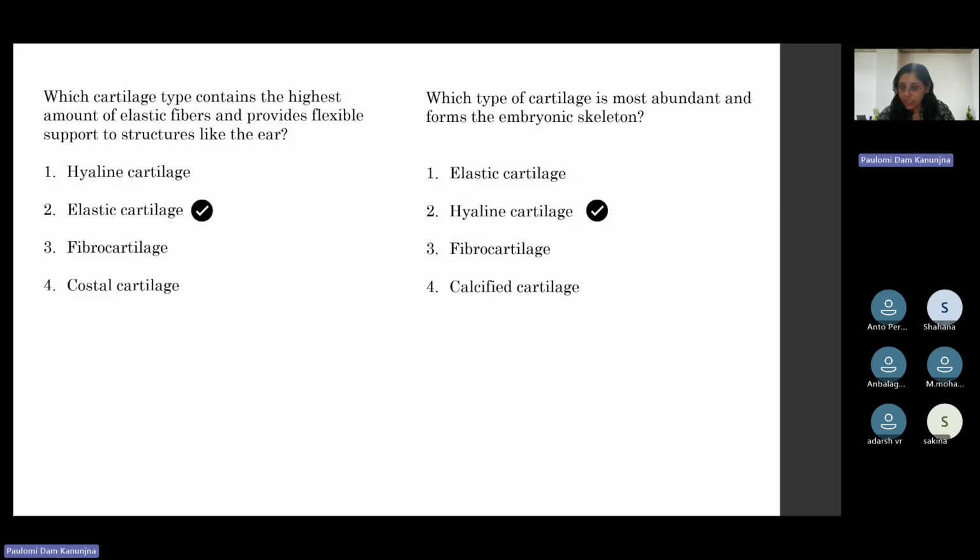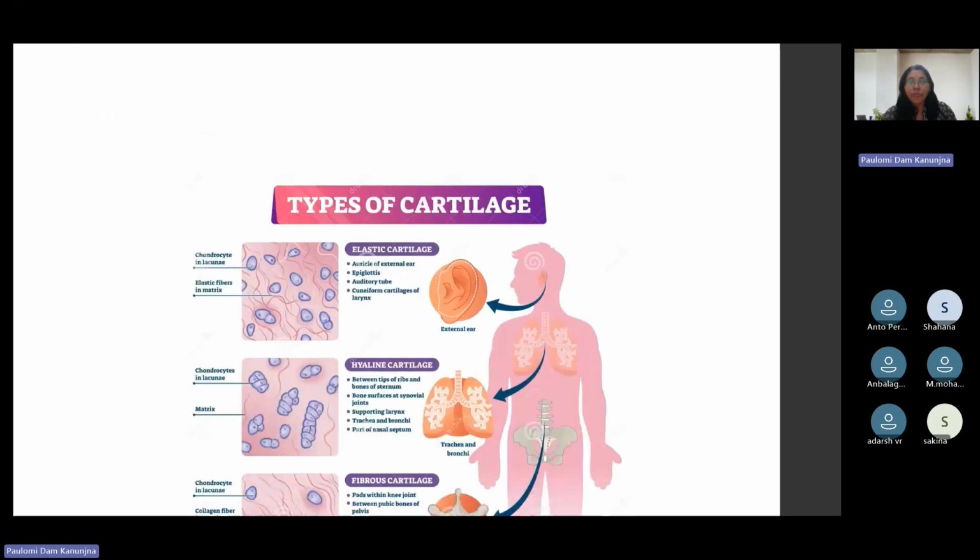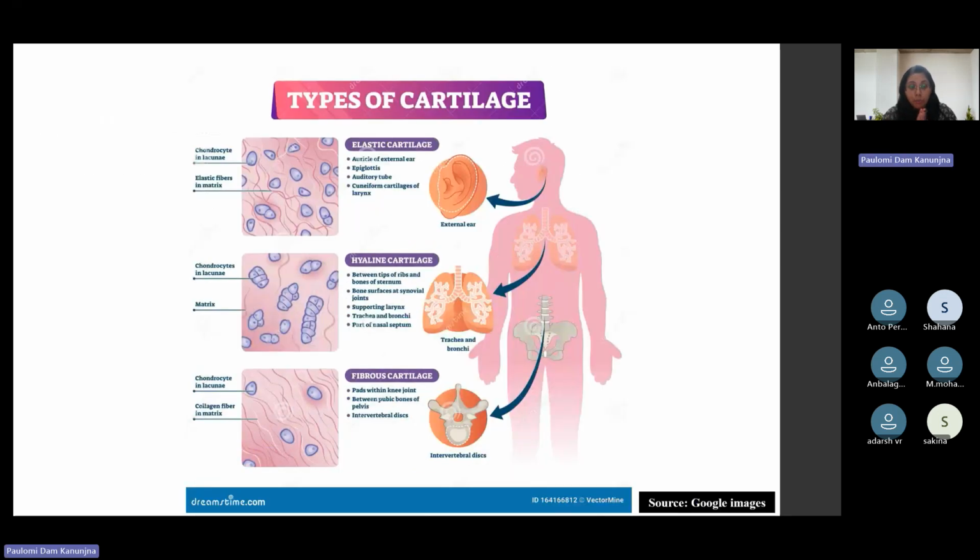So, second and second, those who answered, they got it absolutely right. The first one talks about the type of cartilage you have in the ear, which is elastic cartilage. And the second one talks about the cartilage that you have in the embryonic skeleton, which is hyaline. So I told you, broadly you have these three kinds of cartilage: elastic cartilage, hyaline cartilage, and fibrous cartilage.